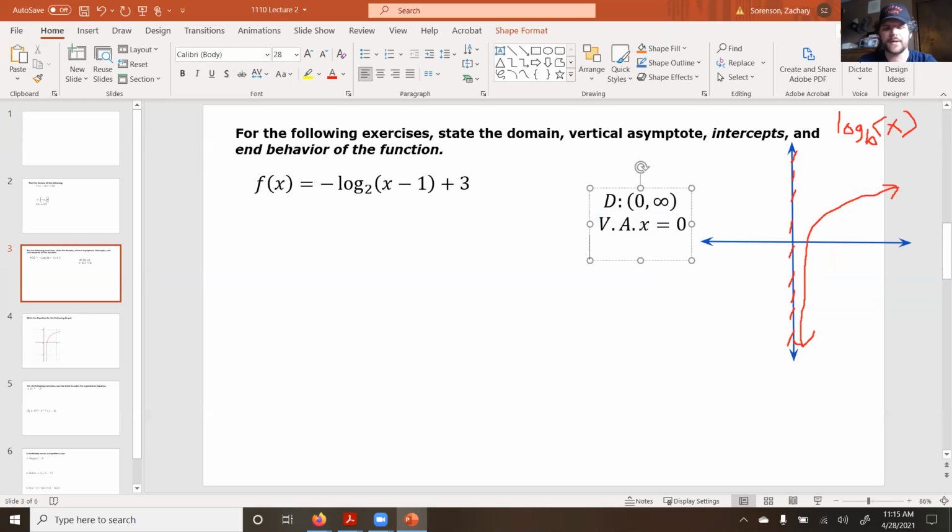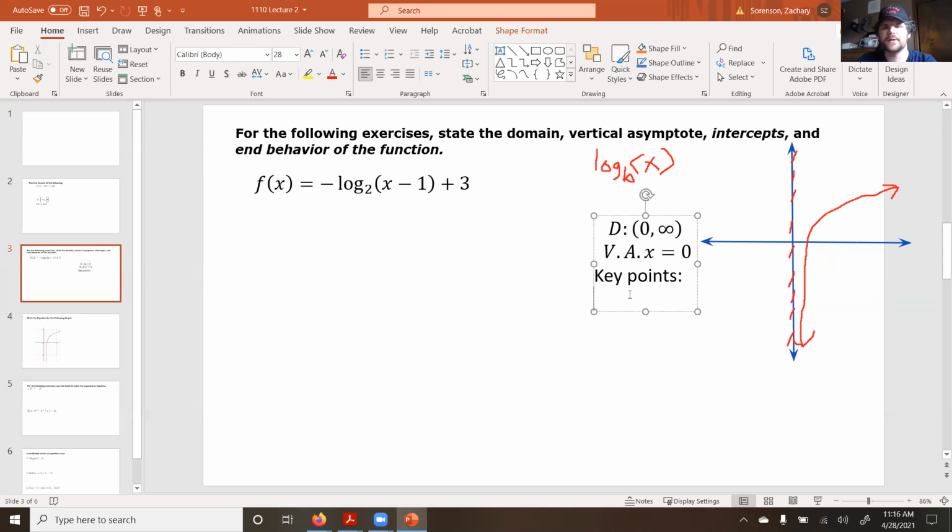Okay, and then our key points. We usually only use 2 key points, but we can label 3. And since this is a generic log graph, let's put this over here so we realize what I'm talking about. Since I don't know my base, my key points will have to rotate around that fact. So 1 key point of every logarithmic graph before transformation is (1, 0). Which makes sense. Anytime I plug 1 into a logarithm, I get back the value of 0.